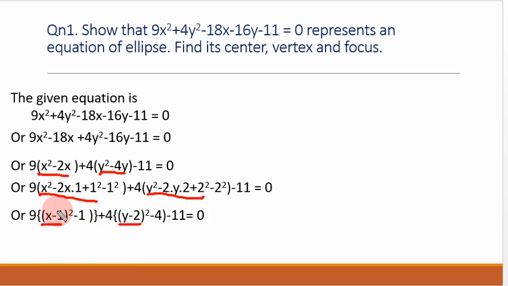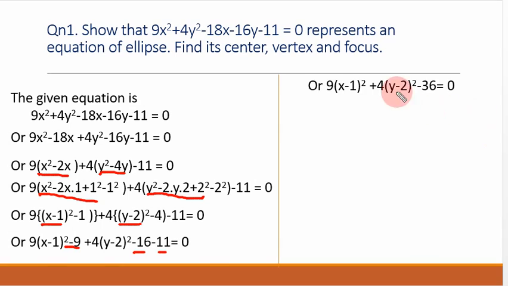And after that, we have that 9, we multiply these two terms by 9. 9 times x minus 1 whole square minus 9, 1 is 9. 4 times y minus 2 whole square minus 4, 4 is 16. Minus 11 as it is. Now we add all this: minus 9 minus 16 minus 11. When added, it becomes minus 36.